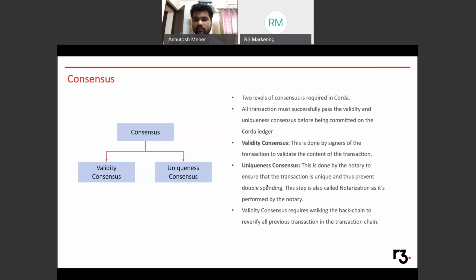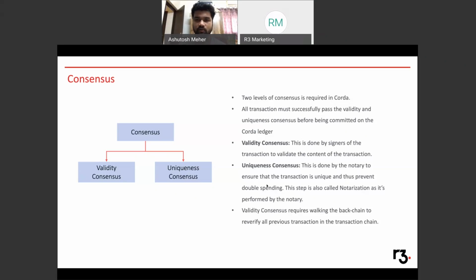Each of the participants who want to do a transaction will have to look at the contract, or in other words the business rules, for this transaction. They have to validate that the content of the transaction is actually valid in terms of the business rules which are written. So that's validity consensus. And then there is another part of it, which is uniqueness consensus.